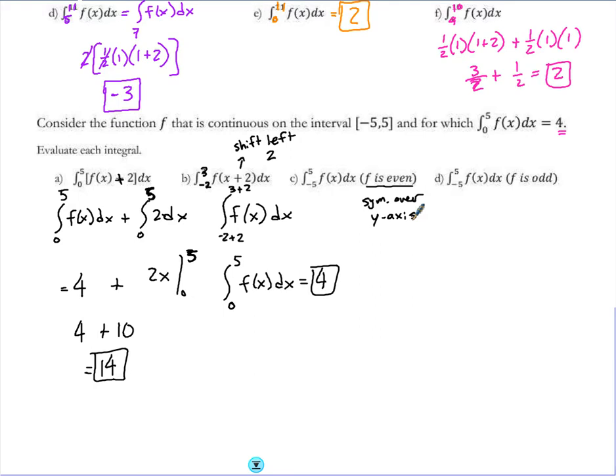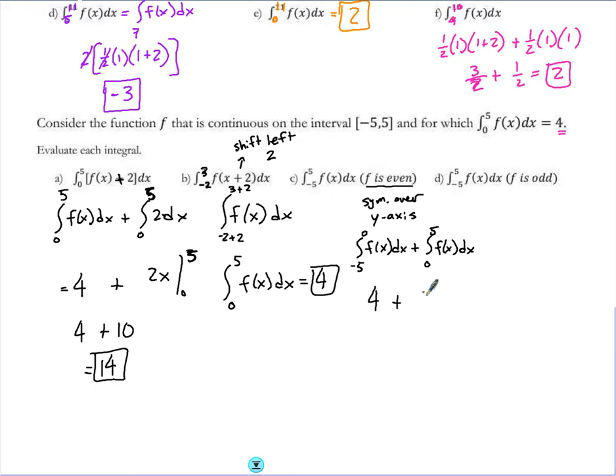So if I know that the function f of x from 0 to 5 has an integral that's equal to 4, then if I would also look from -5 to 0, and then from 0 to 5, both of these integrals would therefore be equal to each other because the function is even. So we can say then that this integral is equal to 4 plus this integral, which is equal to 4, and their sum then would be equal to 8.